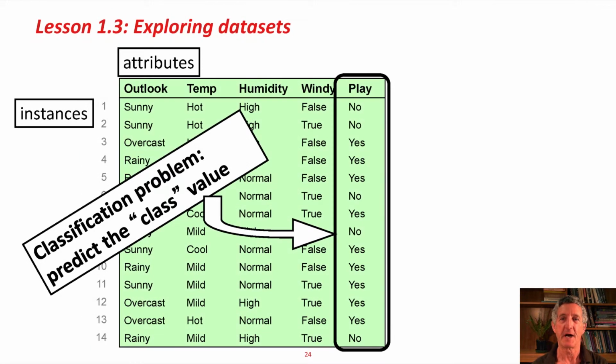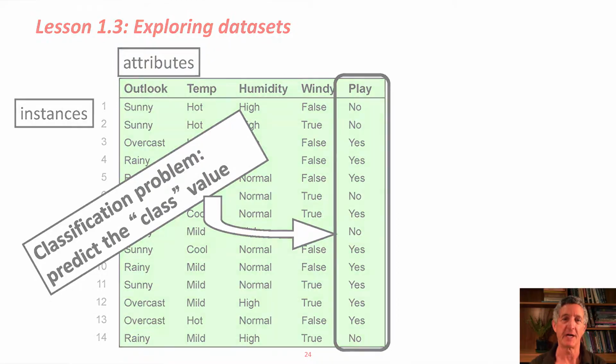So we looked at this data file in the last lesson. It's the weather data, a toy dataset of course. It has about 14 days or instances, and each day is described by 5 attributes. 4 to do with the weather, and the last attribute, which we call the class value, the thing that we're trying to predict: whether or not to play this unspecified game. So this is called a classification problem. We're trying to predict the class value.